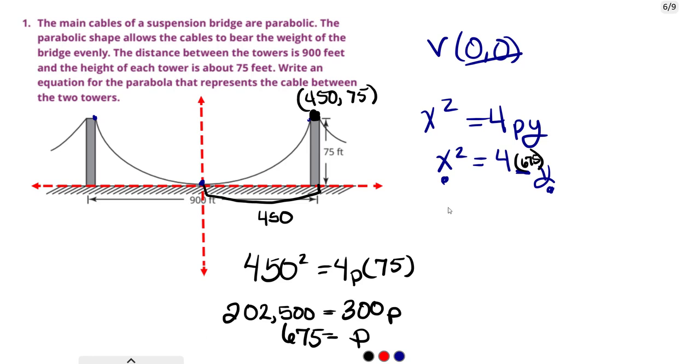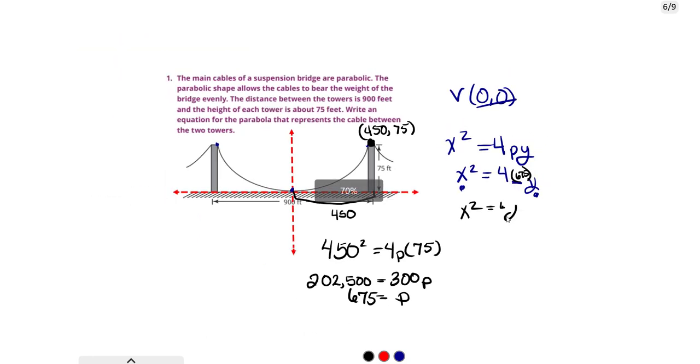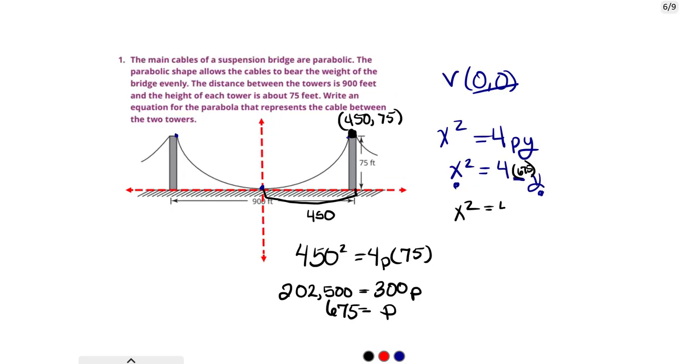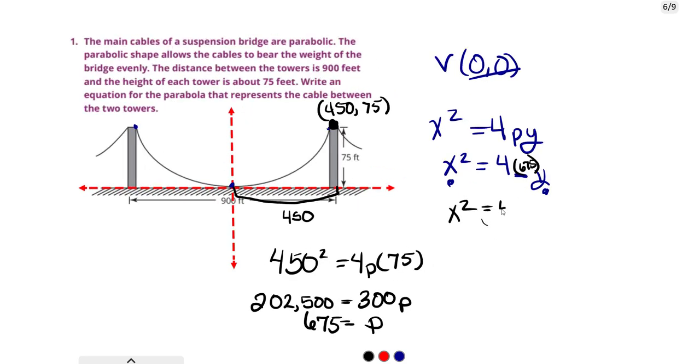Well, that's not the best way to write it. So let's go ahead and multiply that out. So 4 times 675 gives us, oh, just a second, I zoomed out somehow. 2,700y. So that would be the equation. And so something like that could be gone into calculus where we can use other things and discover more information.